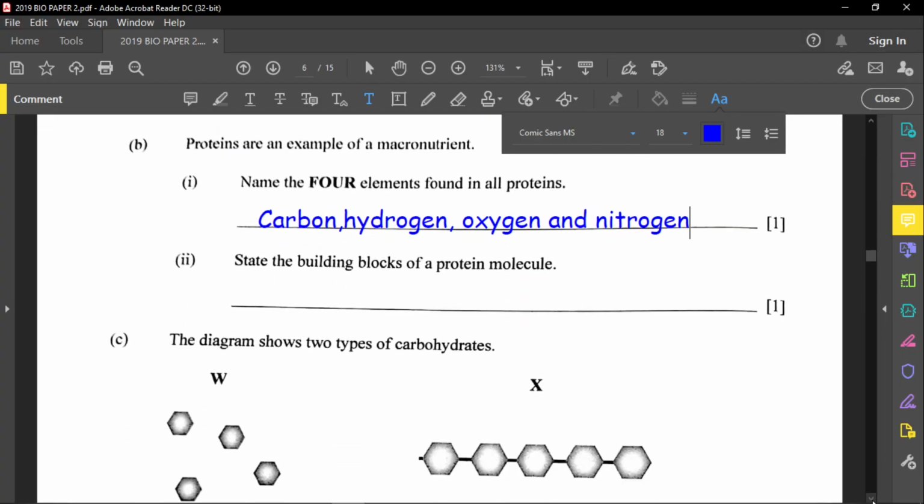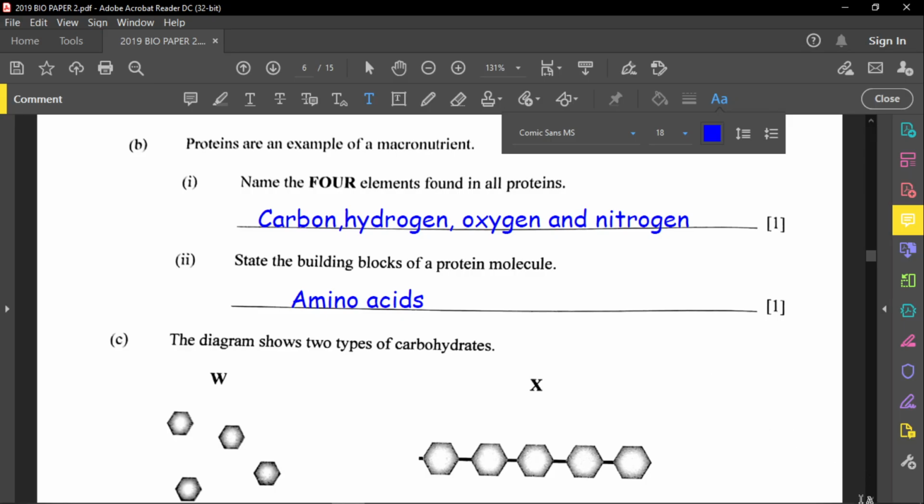Okay, so for part 2 here now, it says state the building blocks of a protein molecule. And proteins are made up of what they call amino acids. This is a good question as well, because it could also ask what are the monomers formed when they break down proteins. So when proteins are digested or hydrolyzed, we get amino acids as the end product. Just to point that out.